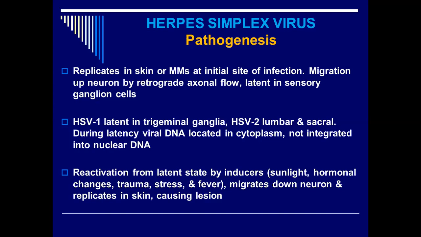So the latent virus, either in the trigeminal ganglion or in the lumbar or sacral regions, will be reactivated when there are some inducers, like your body is exposed to the sunlight, you have some hormonal changes, you have some trauma, stress, or fever. Then the migration goes down the neurons and the virus would replicate in the skin, and the lesion would be there.